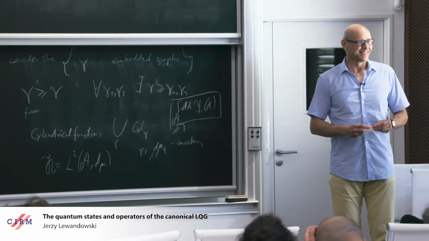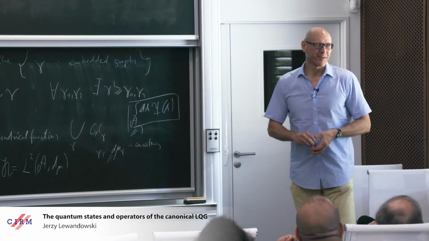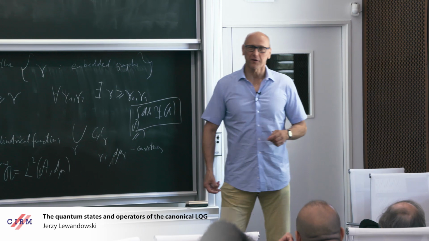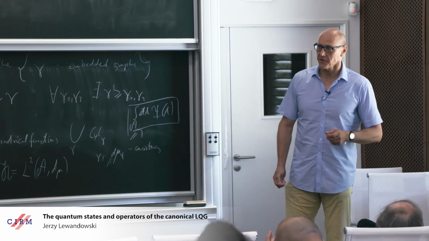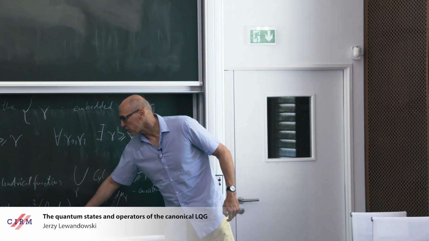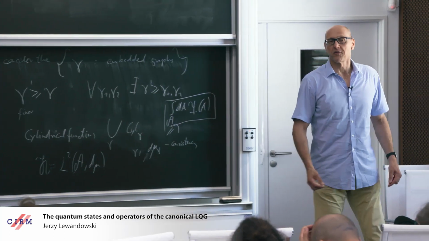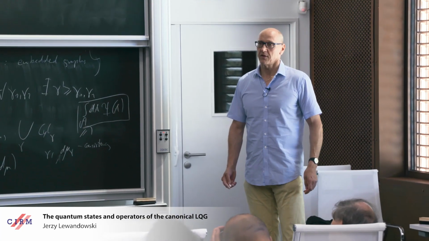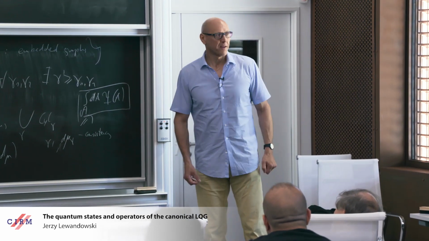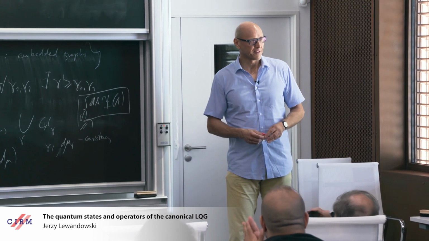You want to see how this measure is called? I have no idea what people call it. And the spin networks which Carlo was talking about just define an orthonormal basis in this Hilbert space, which is particularly convenient in definitions of operators and in defining states. I think it's a good point to stop because we're running late for lunch.